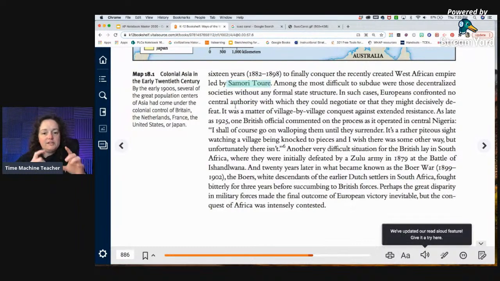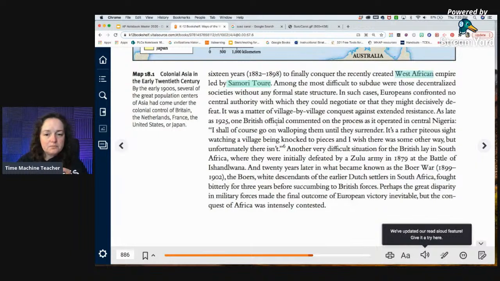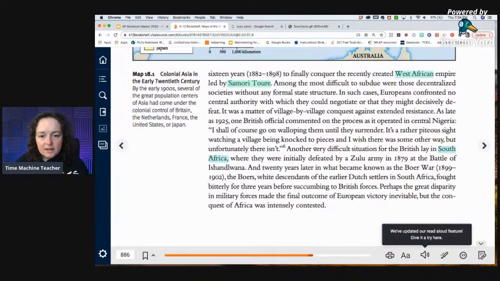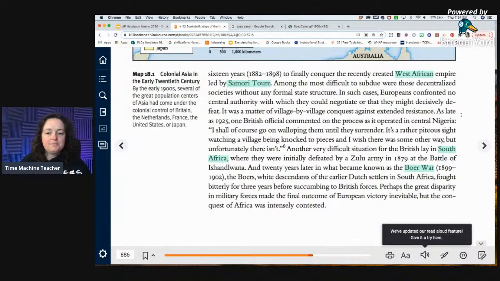So make a little note that says resistance. And Samori Touré, that's in West Africa. We'll talk more about him next week. And then also put down the Boer Wars. Where is it at? In South Africa. There's South Africa, and I don't see the Boer Wars. Oh, here it is. As also resistance.